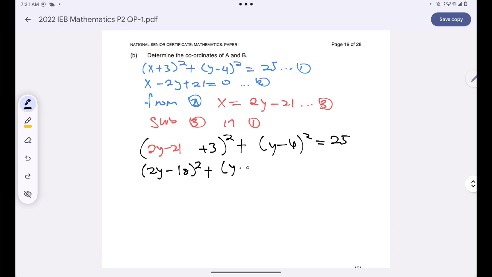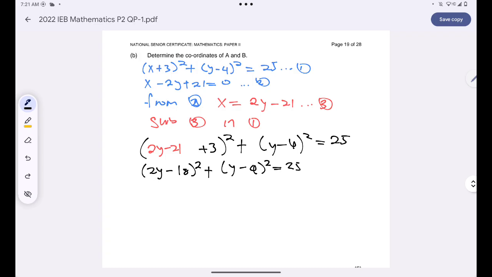Plus (y minus 4) squared, I have 25. Now I only have one unknown. I can simply solve for y and then go and find the corresponding x values. But for me to solve this quadratic equation, I must remove brackets. How can I do so?